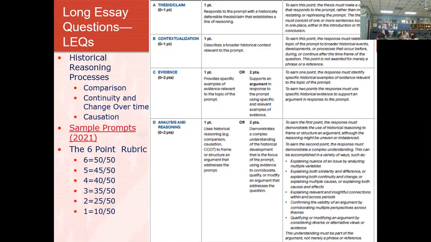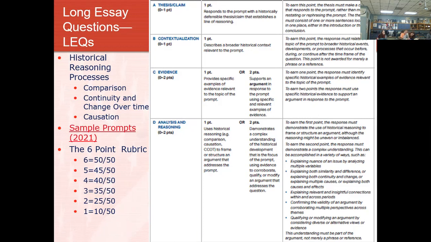All right, the last part is analysis and reasoning. This D1 uses historical reasoning, for example, comparison, causation, continuity, and change to frame or structure an argument that addresses the prompt. So if the prompt is that slavery is causing the Civil War, and you're using the word causation all the time, and you're relating slavery to the Civil War, are you using historical reasoning to connect it to the prompt? Yeah, you are. If that's what the prompt is asking, you want to make that real clear.